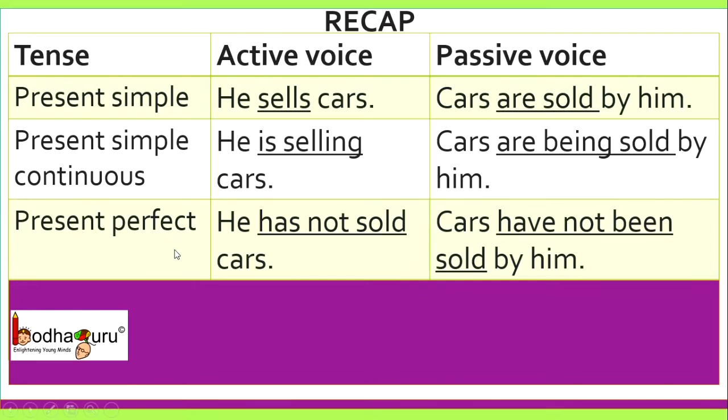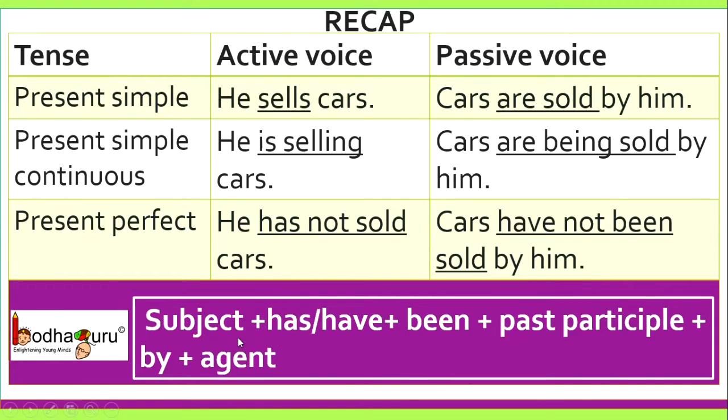Next, present perfect tense. He has not sold cars. This is a negative sentence and it is in active voice. And how does it change? It changes to cars have not been sold by him. So what is the structure here? It is subject plus has or have plus been plus the past participle plus by plus agent performing the action.